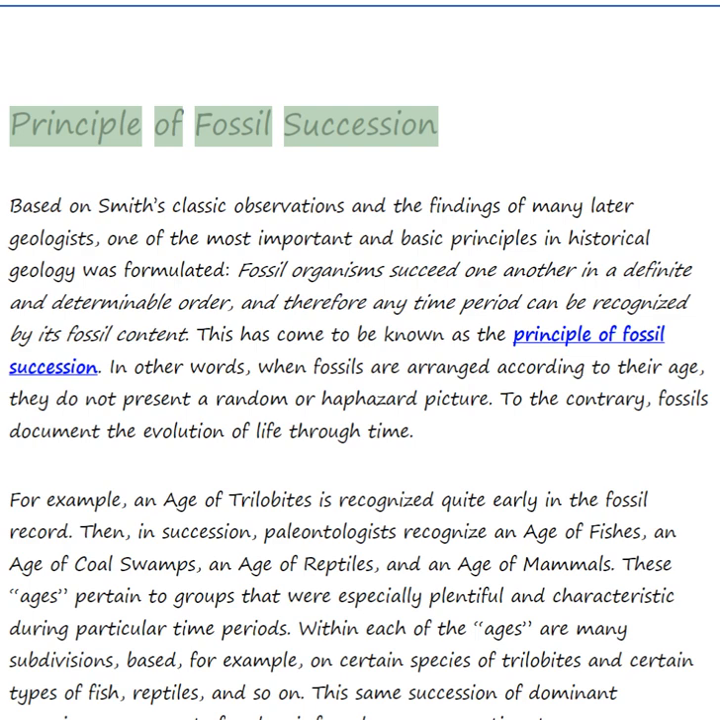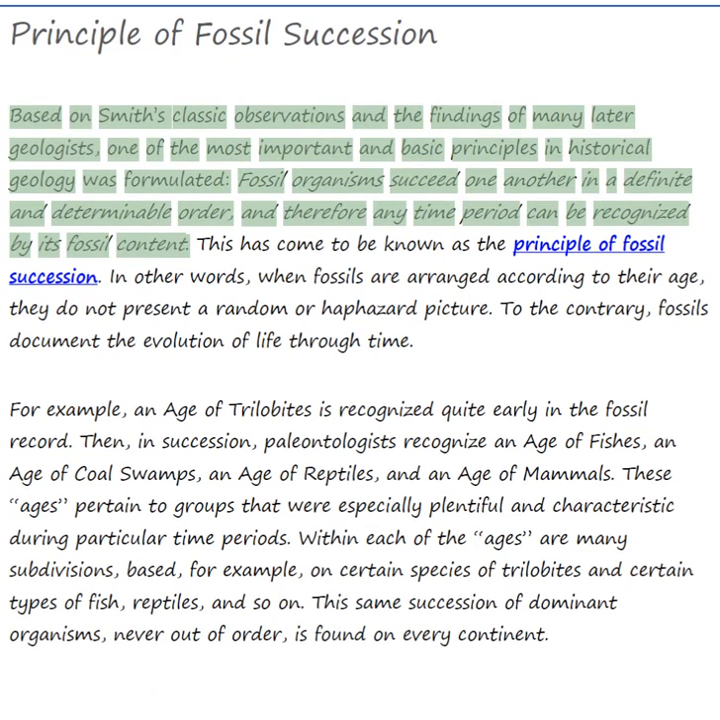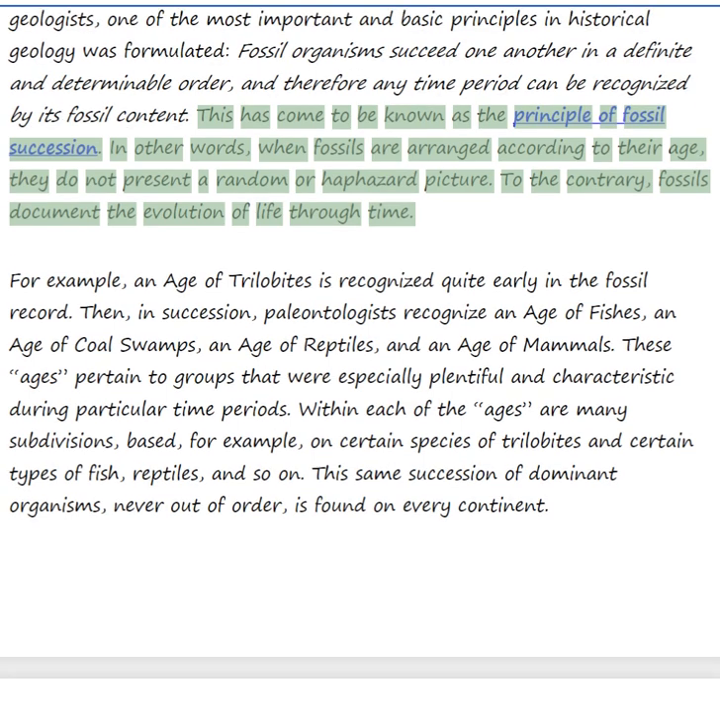Principle of fossil succession. Based on Smith's classic observations and the findings of many later geologists, one of the most important and basic principles in historical geology was formulated: fossil organisms succeed one another in a definite and determinable order, and therefore any time period can be recognized by its fossil content. This has come to be known as the principle of fossil succession.